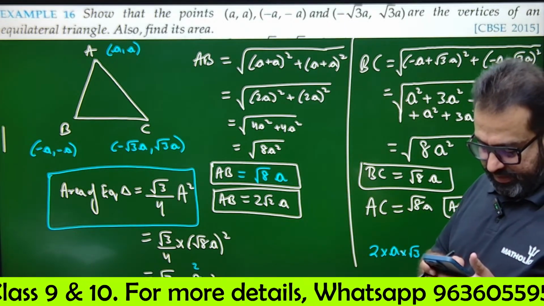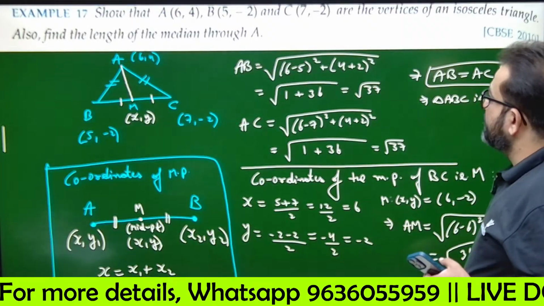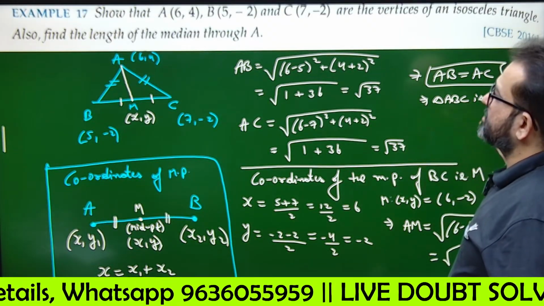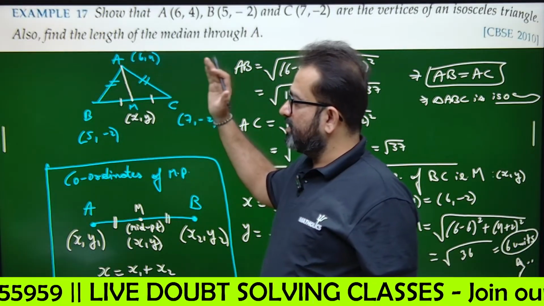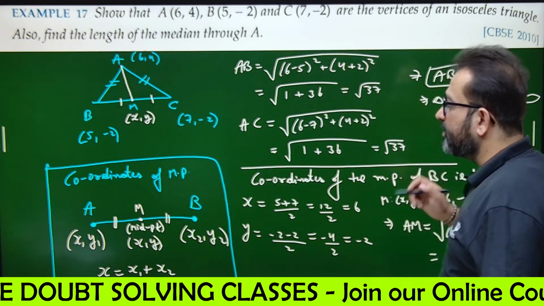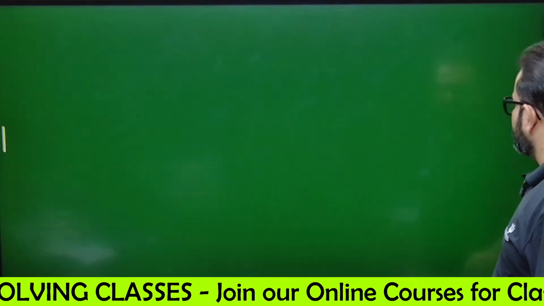Yes. We have to measure three sides only. Okay. Next question is show that these points are isosceles triangle. Okay. What is isosceles triangle? This side equal to this side. This question is important, but we'll be doing such questions in section formula. That will be more easy.